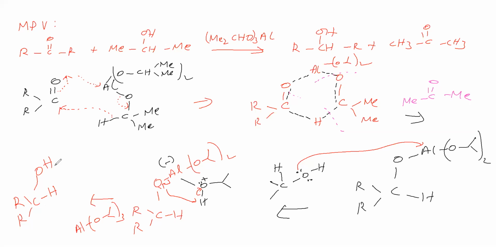Now let us continue with MPV reduction. We take the substance acrolein. On MPV reduction, the aldehyde is converting into primary alcohol: this CHO is converting into CH2OH. The CC double bond is not affected here.